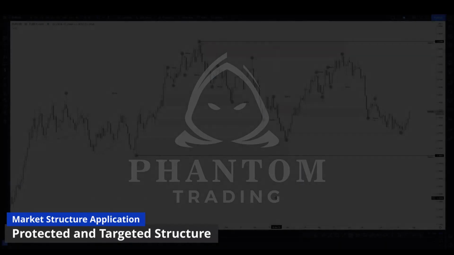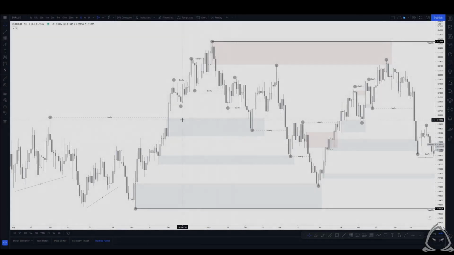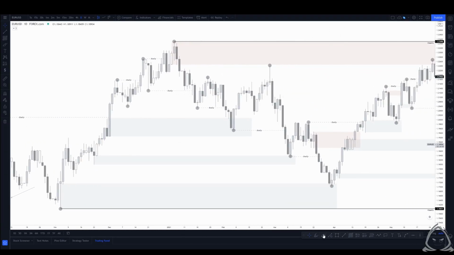Now that we've discussed protected and targeted structure, the best thing to do, as always, is to just dive into some chart examples to get a good indication of how this works in the live charts.